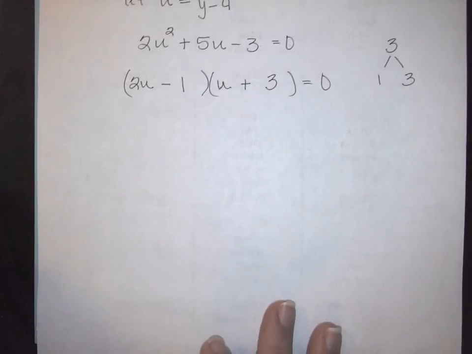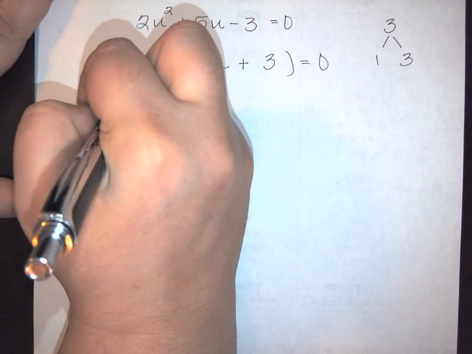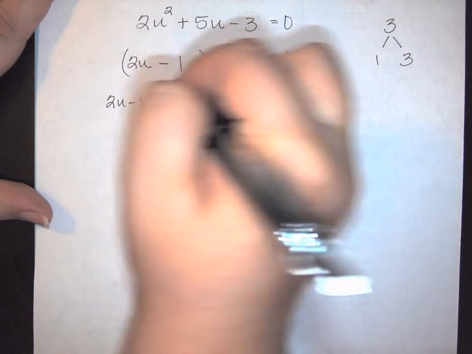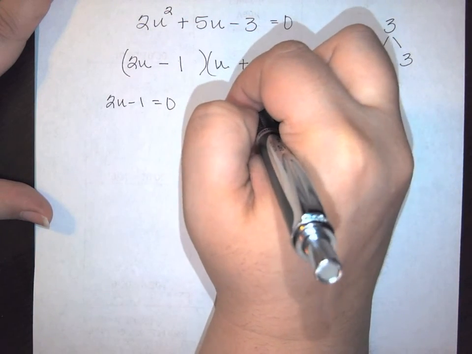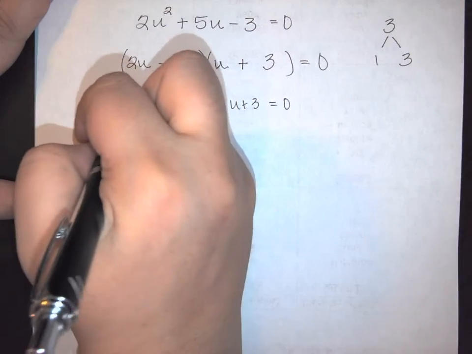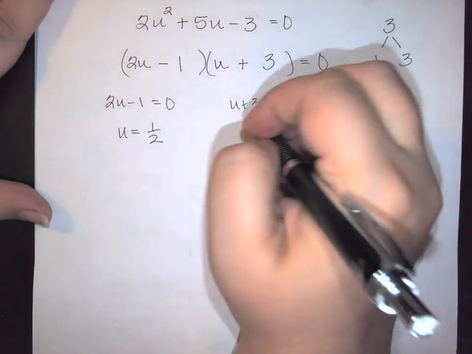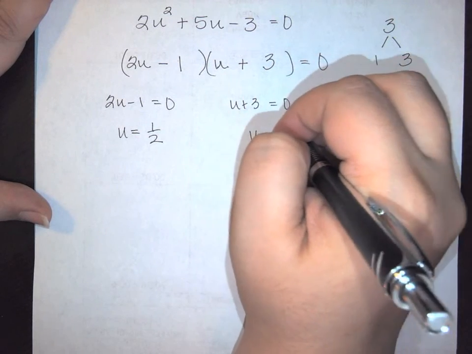Okay. Now once you get it factored, you need to solve. So again, I have that 2u minus 1 equals 0 and u plus 3 equals 0. Solve each of them. For my first one, I get that u equals 1/2, and for my second, I get that u equals negative 3.